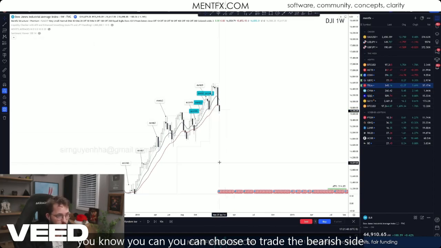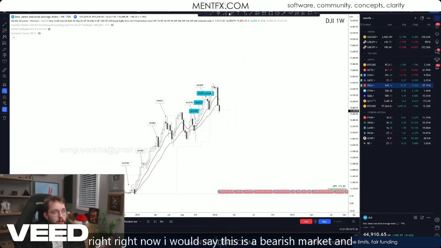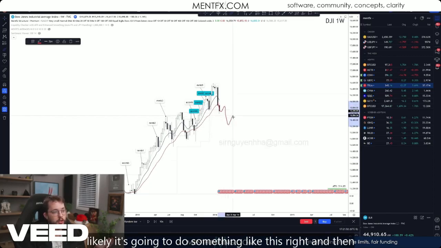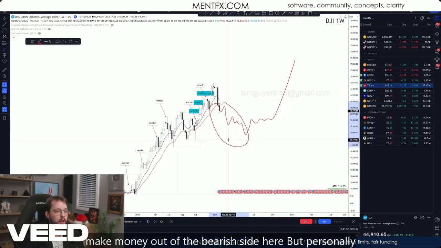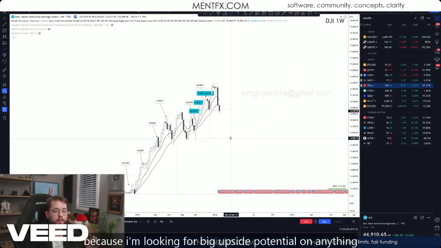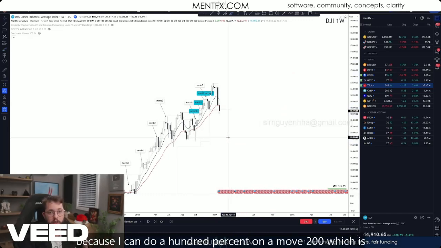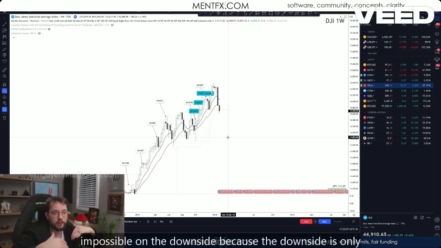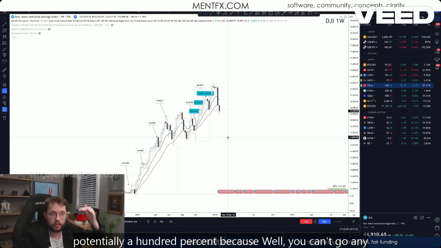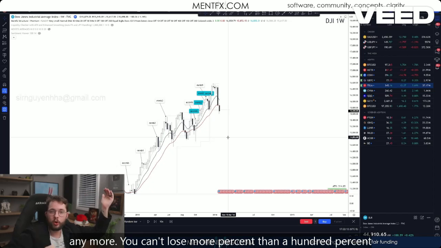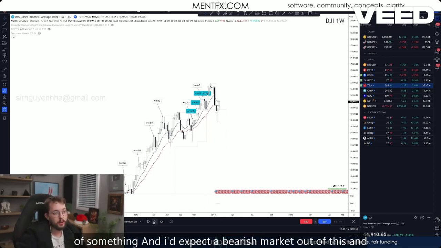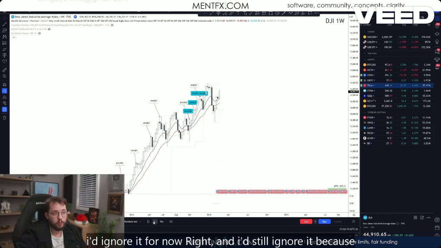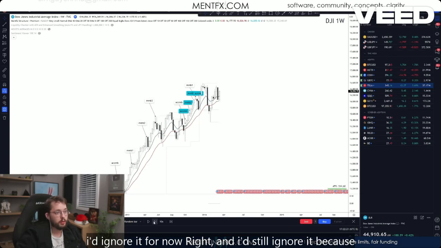Now, you can choose to trade the bearish side, right? Right now, I would say this is a bearish market, and likely it's going to do something like this, and then maybe regain itself later. So you could make money out of the bearish side here. But personally, because I'm looking for big upside potential on anything, because I can do 100% on a move, 200%, which is impossible on the downside, because the downside is only potentially 100%, because you can't lose more percent than 100% of something. And I'd expect a bearish market out of this. And I'd ignore it for now, right? And I'd still ignore it because I would be uncertain.